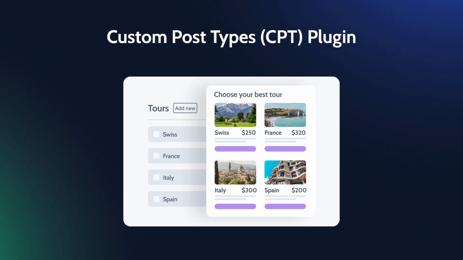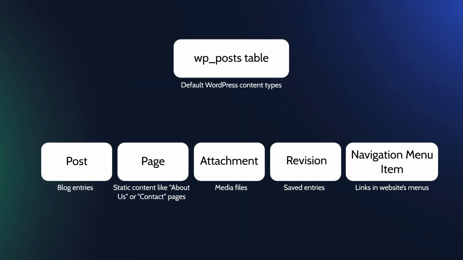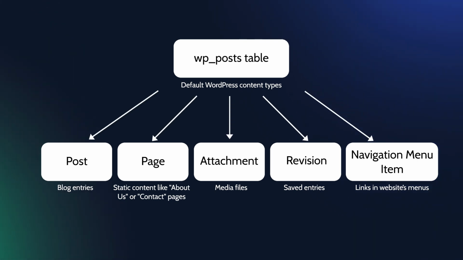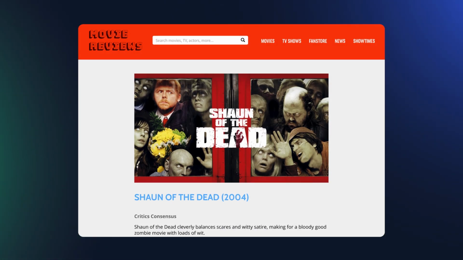Let's kick things off with the most essential feature, custom post types, or CPTs. If you're just getting started with building WordPress sites, here's the deal with CPTs. WordPress comes with 5 basic content types: post, page, attachment, revision, and navigation menu item. That's it. But in many cases, you'll want to build website structures that need more than that.